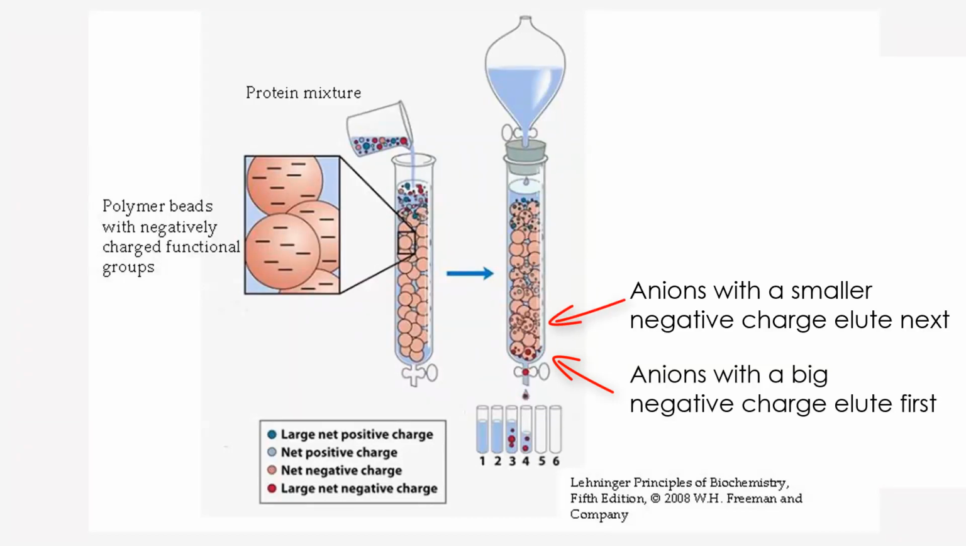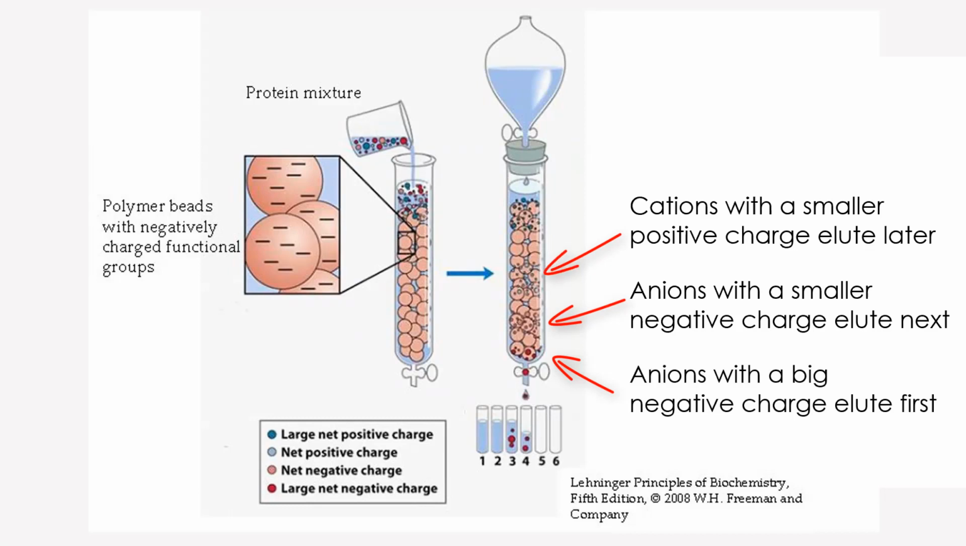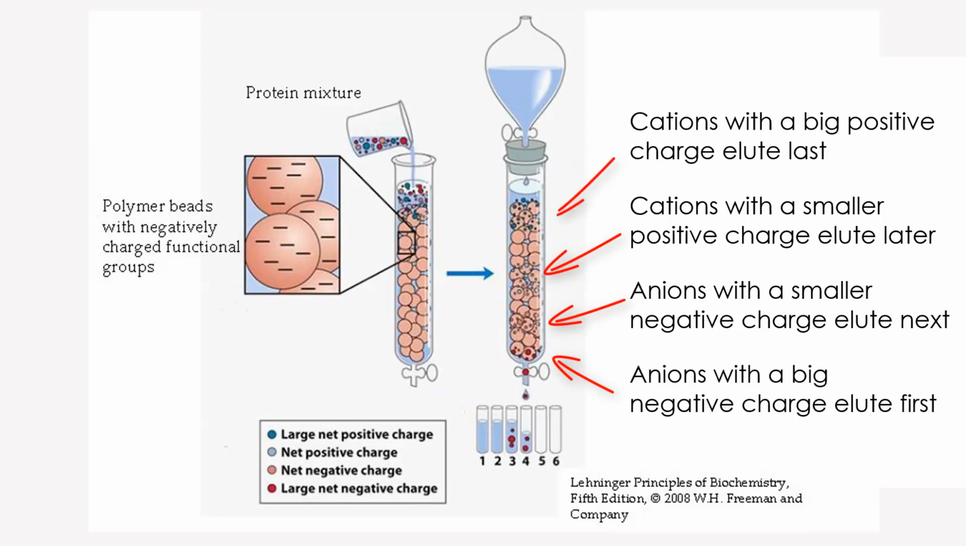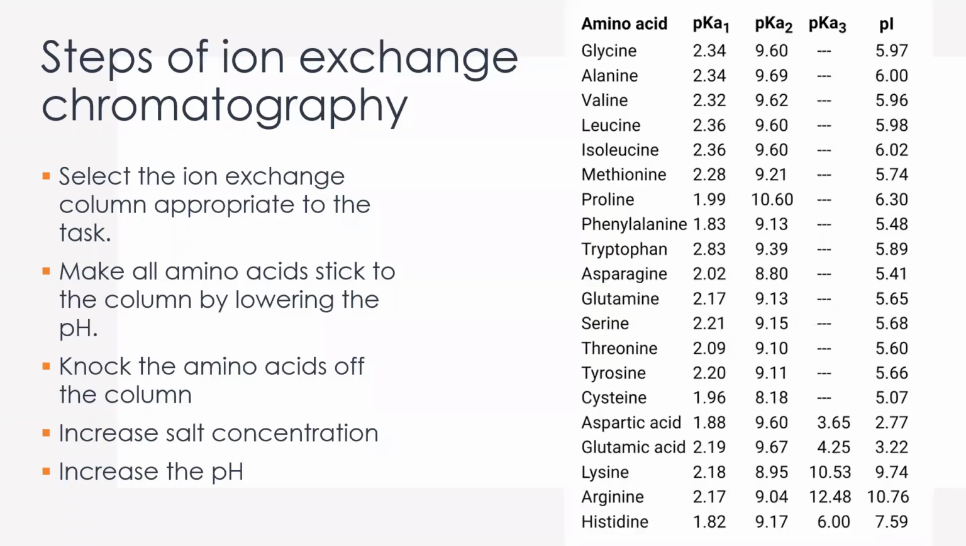Anions with smaller negative charges would be collected in the next fractions. Cations with smaller positive charges would elute next, and finally, cations with very large positive charges would be in the last fractions collected. So the steps of ion exchange chromatography begin with selecting the appropriate ion exchange column.